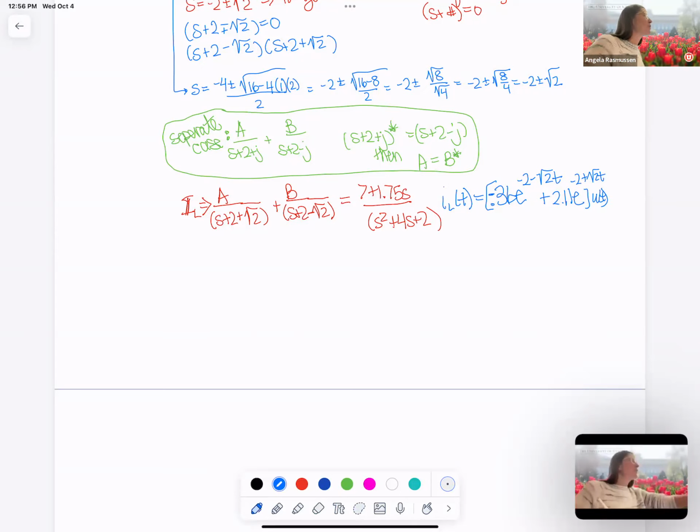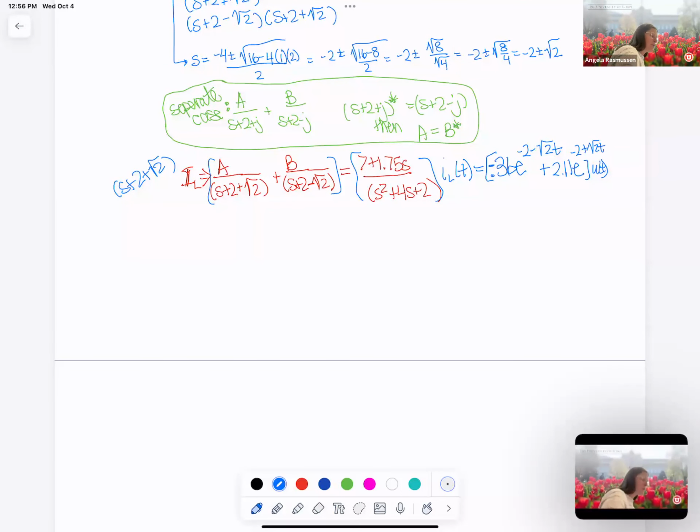Okay, so getting there, you can do this either of two ways. You can either get a common denominator for A and B and then equate the top to the top over there, or you can take each side and multiply it by one of the terms. I usually take the other side and multiply a term, but either way is correct. Just use the same method for each one. So if I multiply it by the S plus 2 plus the square root of 2, that's going to cancel it out on this one, and it will cancel out one of the terms over here.